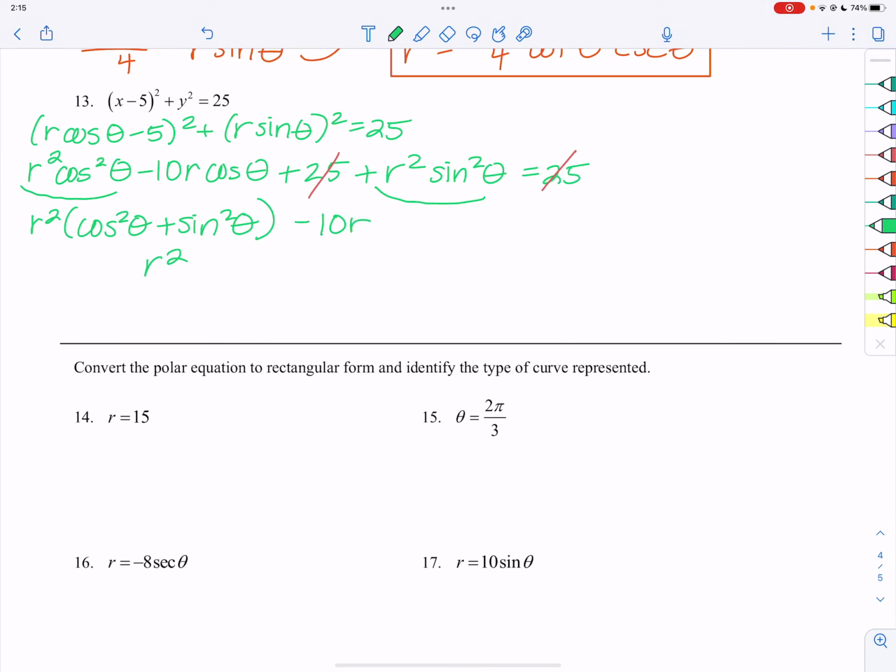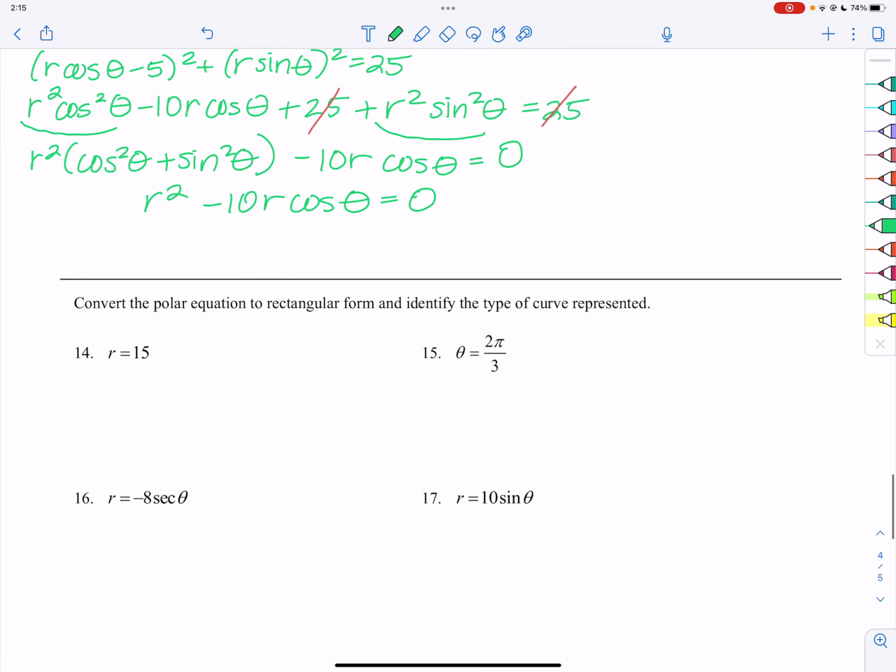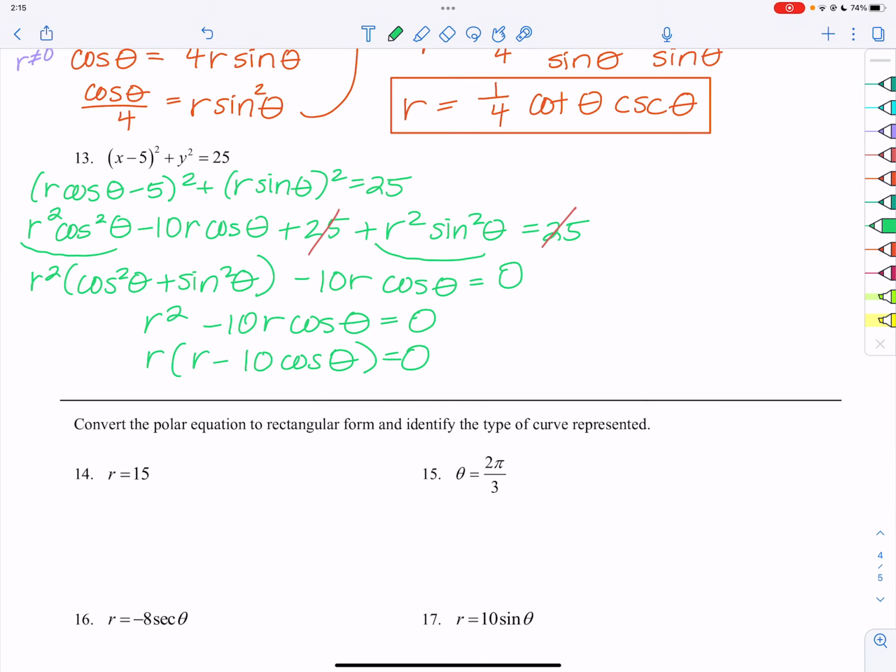And then we still have −10r cosine of theta equal to 0. Okay? So this is just r² − 10r cosine of theta = 0. We could factor out an r: r(r − 10 cosine of theta) = 0. So solving this, either r is equal to 0 or r − 10 cosine of theta is equal to 0.